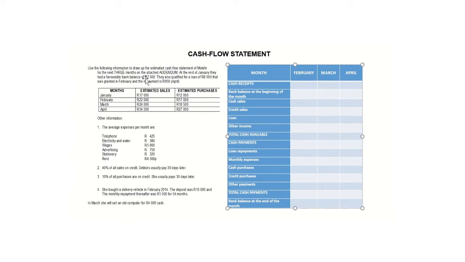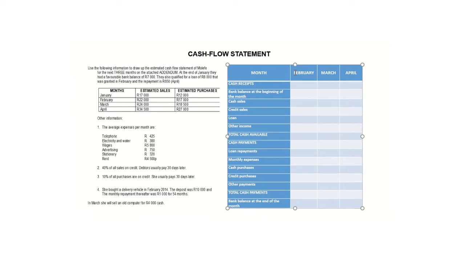From the top, obviously, every time you start a statement like this, you have to read your case study. Now, in this case study, you are asked to use the following information to draw up the estimated cash flow statement of Molefe for the next 3 months. This 3 months is important.